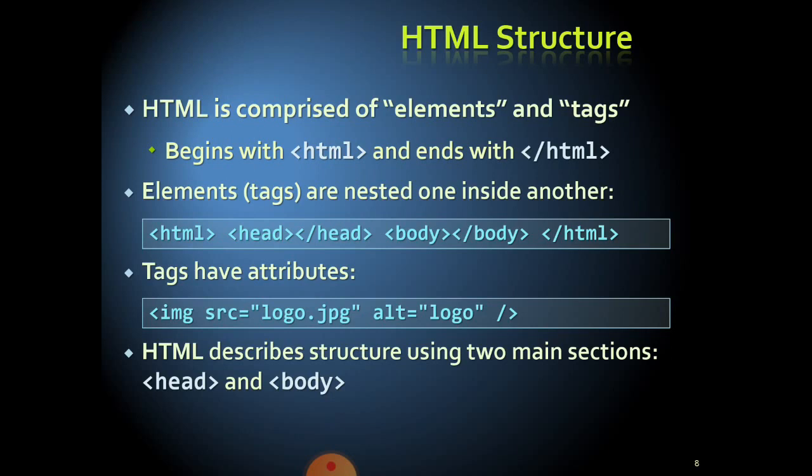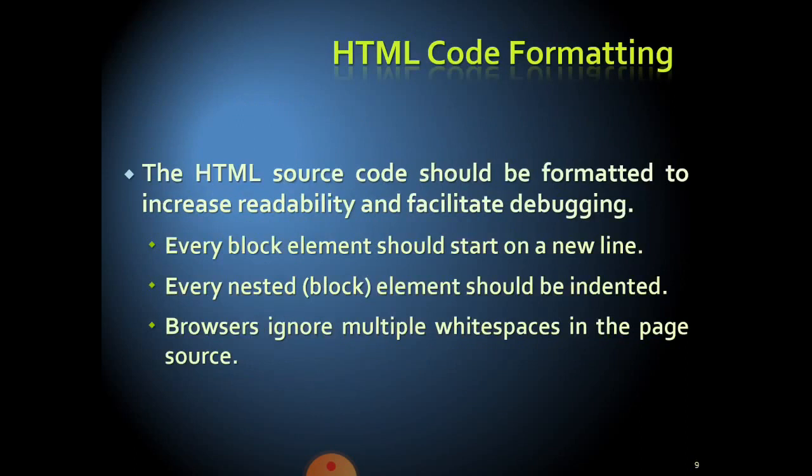HTML describes structure using two main sections: the head section and the body section. For every HTML structure we have these two main sections. The HTML source code should be formatted to increase readability and facilitate debugging, so we can easily identify the bugs in the HTML document.